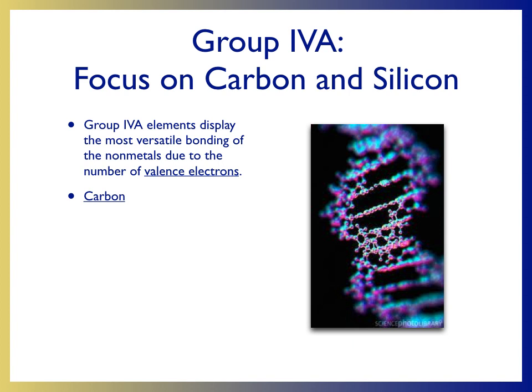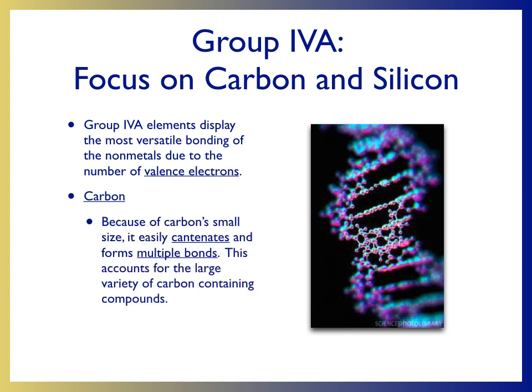Why is carbon so special? Mainly, carbon is special because it has a low atomic radius. This directly affects its bonding. Carbon atoms can get very close to one another, and because of this, carbon tends to form long chains with itself. We call this property catenation.